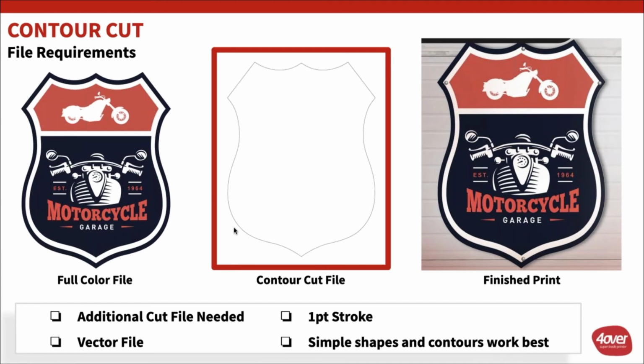So again, for contour cutting, you'll need your full color file. You'll need your contour cut file that is a 1-point stroke. And then you upload those 2 files, and we will follow that 1-point stroke so that we can cut out your print. Also, just keep in mind, we recommend doing more simple shapes. This type of shape is fine, as long as you don't have too many deep angles or cuts or intricate outlines, the cut should be fine.